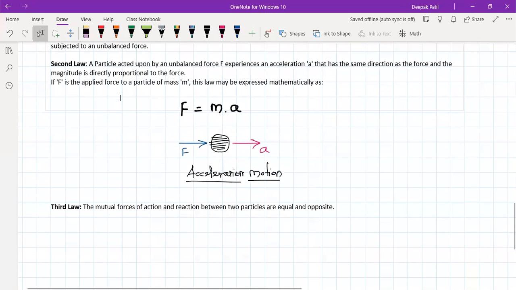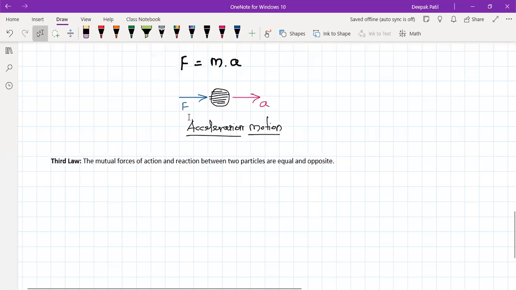Now the second law goes like this: a particle acted upon by an unbalanced force F experiences an acceleration a that has the same direction as the force, and the magnitude is directly proportional to the force. For example, if F is the force applied on a body of mass m, and it moves with the acceleration a, then the force applied on the body of mass m is directly proportional to the acceleration. So I can give this equation, F equals m times a, where m represents the mass, a represents the acceleration, and F represents the force.